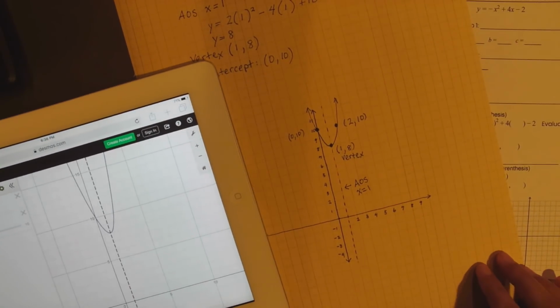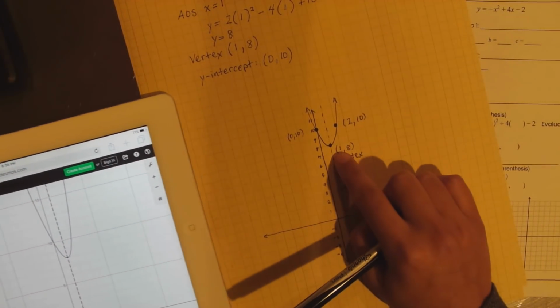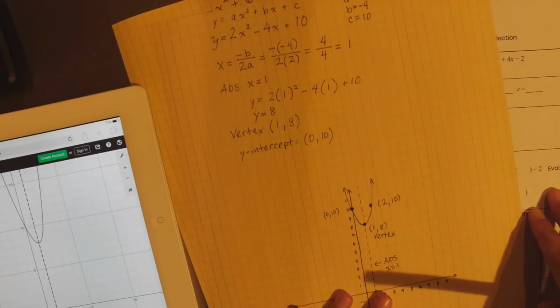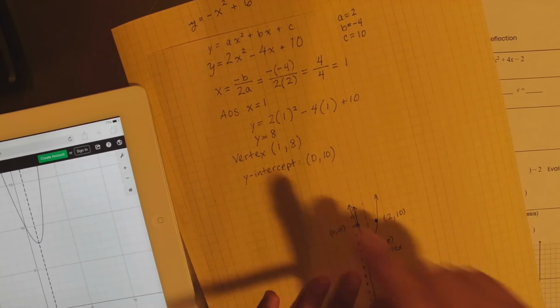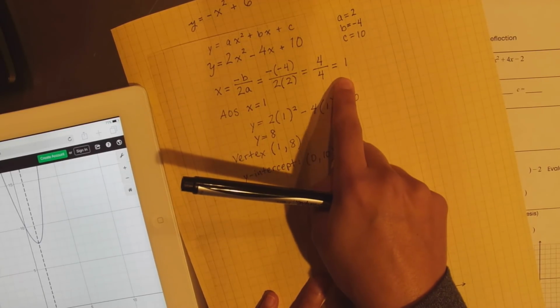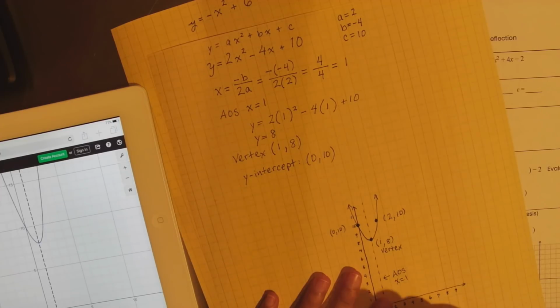So what happens is if the point for your vertex is different from what you have figured out in your equations here, you want to go back and double check your work. Make sure you have negative b over 2a for your x value, and make sure that you're plugging it in properly back into the equation.